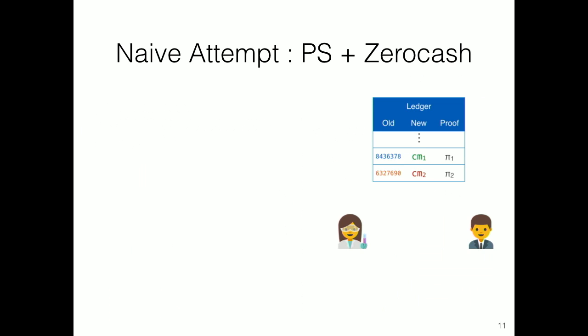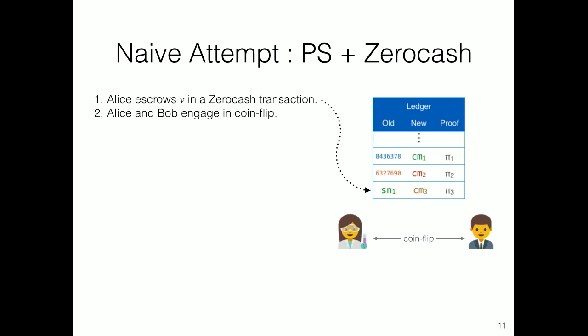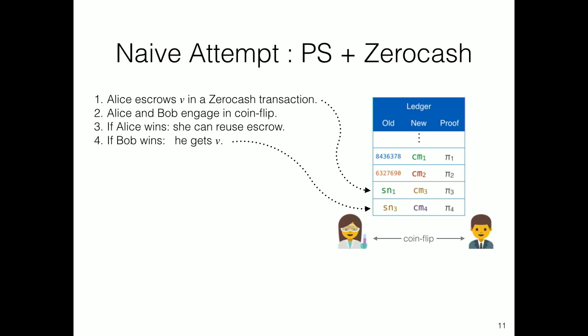OK. So one naive attempt would be to try to combine Parse and Shallot, then Zero Cash, and let's see what happens, what goes wrong in that scenario. So you proceed as before, but now Alice just escrows her money in a Zero Cash transaction that goes on the ledger. And Alice and Bob, as before, go participate in a coin flipping protocol. Now, if Alice wins, again, she can reuse the escrow. And if Bob wins, he gets V.